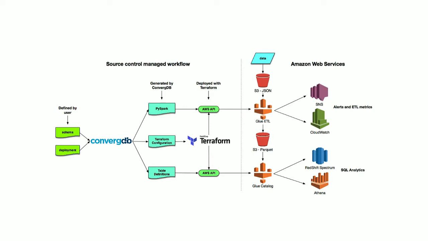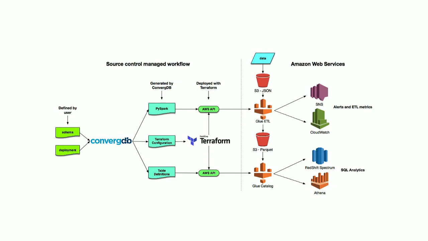So the way this diagram is divided, on the left side is what I call the source control managed workflow. This could be on your local machine, or it could be in a DevOps pipeline. On the right side is your actual cloud environment, what you actually have running in Amazon Web Services.